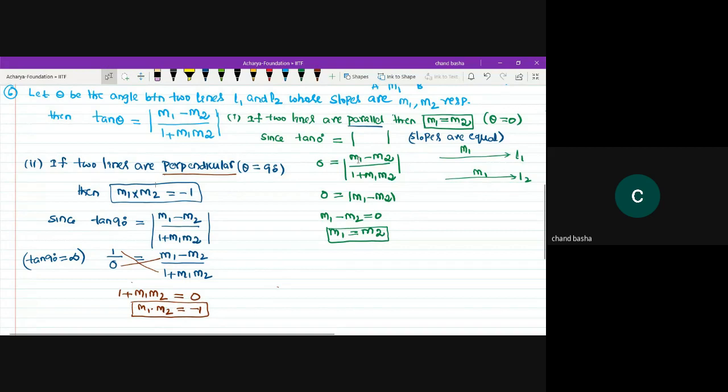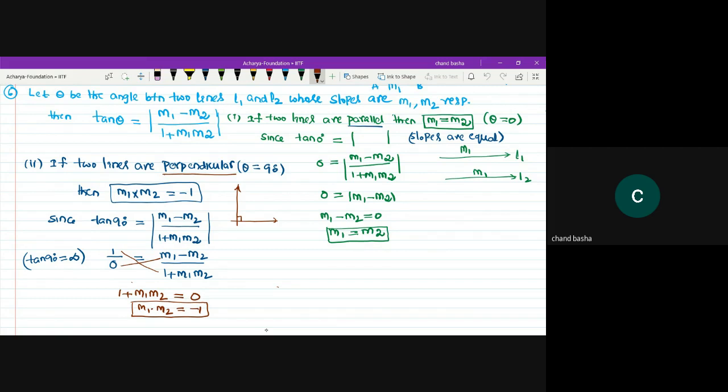So when two lines are parallel, the slopes are equal. How? Because the tan theta value is 0 here. For parallel lines, there is no angle between the two lines. For perpendicular lines, the angle will be 90 degrees. Perpendicular means one line horizontal, another line vertical. The angle will be 90 degrees. Automatically, the left-hand side value changes, and based upon it, the right side formula automatically changes. This will give different values.